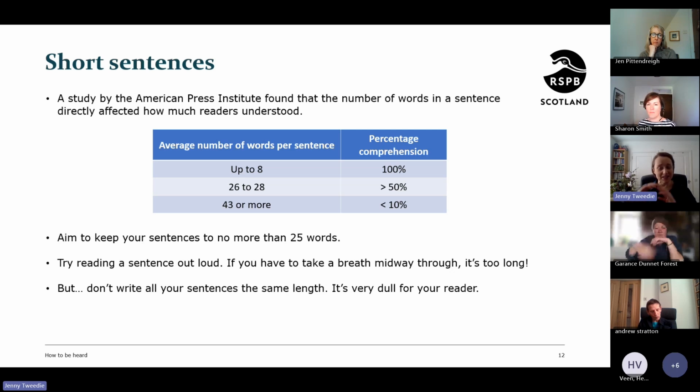It's very tempting to just have a sentence that runs on and on and on, and you never quite get to the end of it, but do try and keep it short if you can. But don't make them all exactly the same length, because that's really boring. So you want to maybe have one or two that are really short. You could have one or two that are a bit longer if you've got a bit more that you want to say, but try and aim for under 25 words, or people just lose the will halfway through and they forget what you're trying to say. And there's some good tips there, just try reading a sentence out loud, and if you have to take a breath midway through, then it's definitely too long.